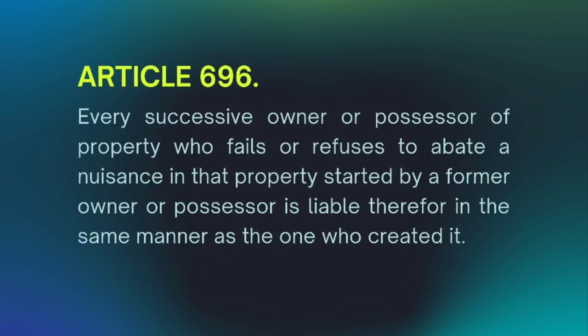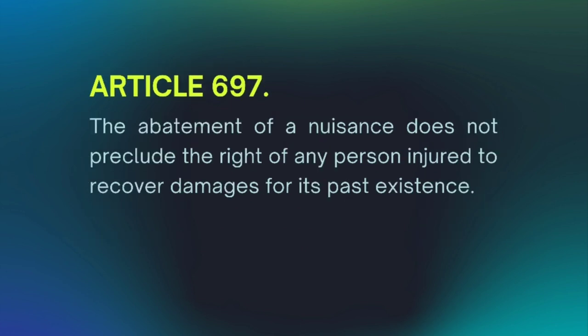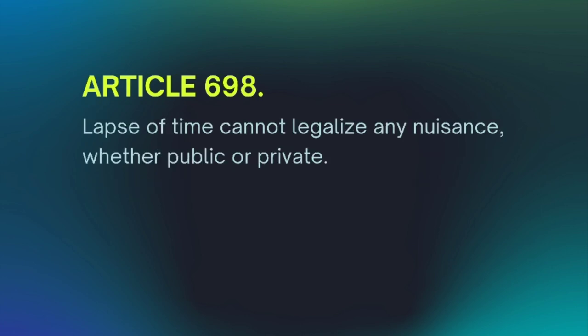Article 696. Every successive owner or possessor of property who fails or refuses to abate a nuisance in that property started by a former owner or possessor is liable therefor, in the same manner as the one who created it. Article 697. The abatement of a nuisance does not preclude the right of any person injured to recover damages for its past existence. Article 698. Lapse of time cannot legalize any nuisance, whether public or private.